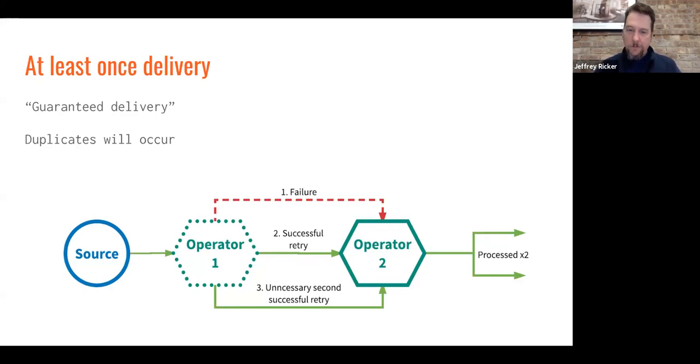So that way you know downstream they got the messages, they just may have gotten them more than once. And that's an easier way for you to handle failure and recovery. But it puts a burden on the operators downstream.